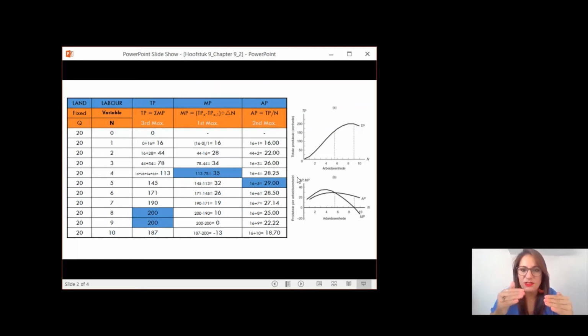You can also look at it if you have your graph with you in your textbook and you take a ruler and you move it. You will see that the ruler will hit firstly the maximum point of your marginal product, then hit the maximum of your average product, and only lastly the maximum point of your total product curve. Now, this occurs only in the short run, because in the long run, all inputs are variable. It's not fixed. So this only occurs in the short run.